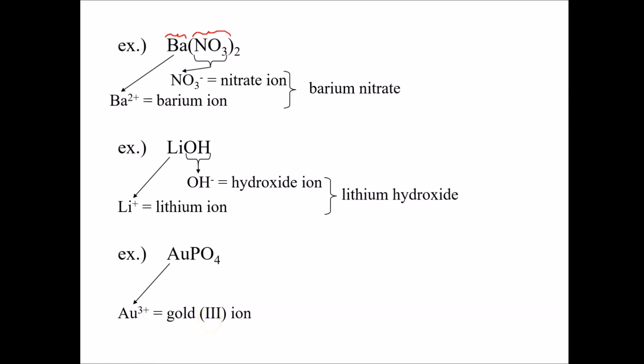We figured out the gold, it must be gold 3. We also said the PO4 was called phosphate. And so the name of this is gold 3 phosphate. Yes, by far the hardest one we did. But if you understand how we did that, then you're good. Okay? Then you've got this figured out.